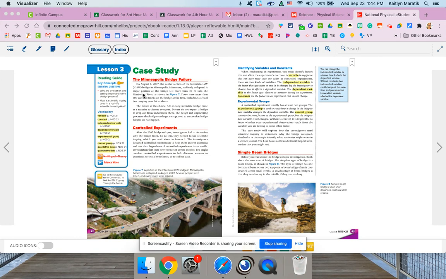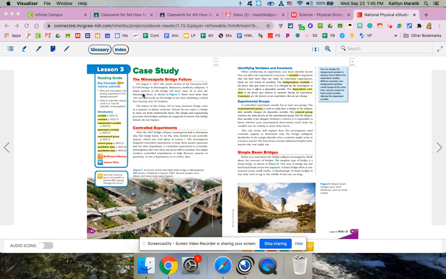Controlled experiments. After the 2007 bridge collapse, investigators had to determine why the bridge failed. To do this, they needed to use scientific inquiry, which you read about in Lesson 1, or we've talked about in class. The investigators designed controlled experiments to help them answer questions and test their hypotheses. A controlled experiment is a scientific investigation that tests how one factor affects the other. You might conduct controlled experiments to help discover answers to questions, or to test hypotheses, or to collect data. We'll be doing a bunch of those this year.